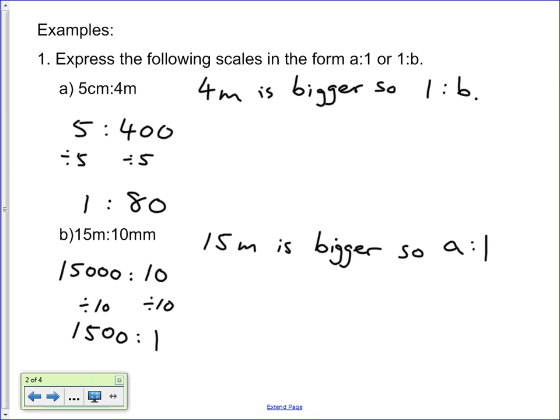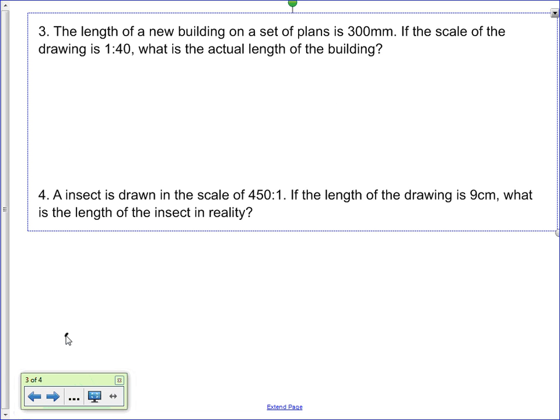Alright? Following how we do this. The units have to be the same, and then whichever's bigger is the one that's going to be the number, and the smaller side becomes the 1. Okay? So it's either going to be 1 to something or something to 1. Just like in these cases. Alright? Let's have a look at the next one.